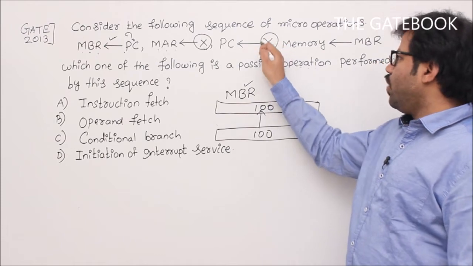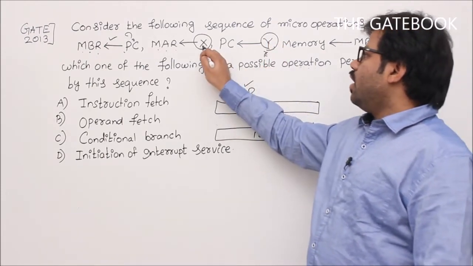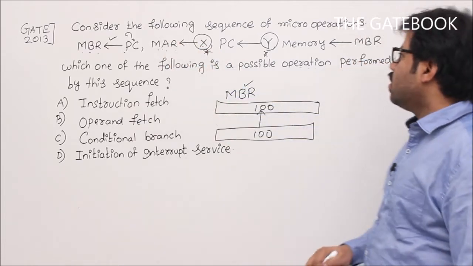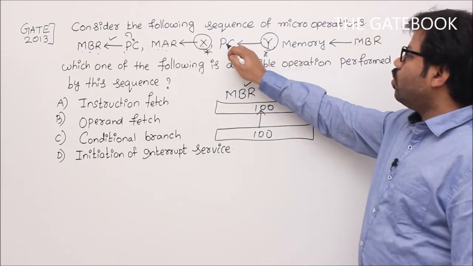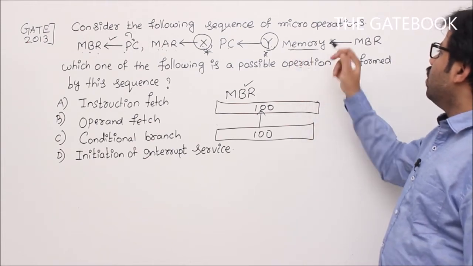X and y are two variables. They did not talk about what is x, what is y. But x is moved to memory address register. Y is moved to PC. Then after that, see this one.